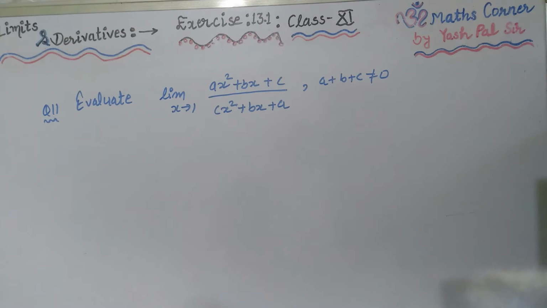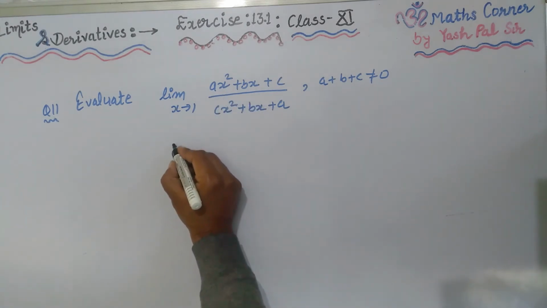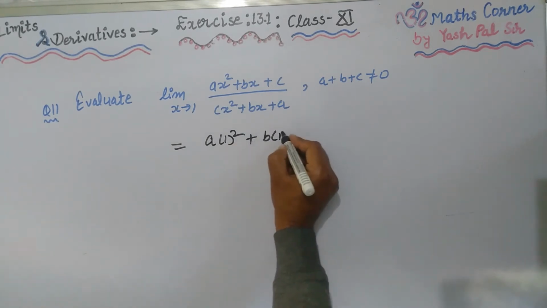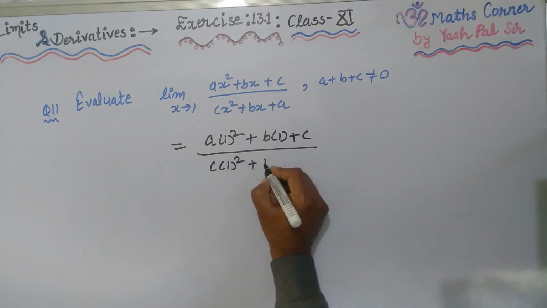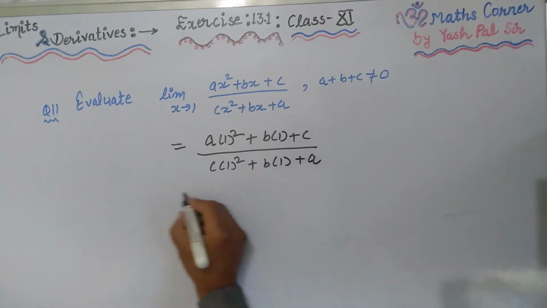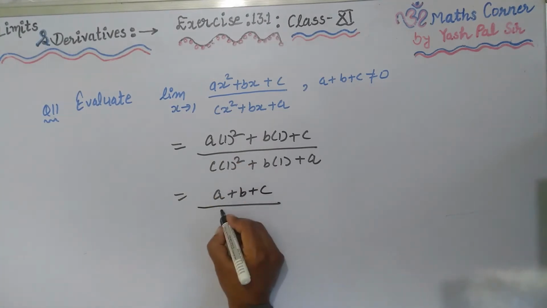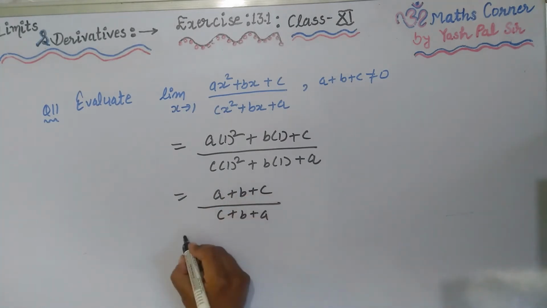So the very first thing is, let us try to substitute directly x equal to 1 in the function. What happens? This is equal to a into 1 whole square plus b into 1 plus c divided by c into 1 whole square plus b into 1 plus a. So this becomes a plus b plus c. In the denominator this is c plus b plus a. a plus b plus c cancelling. So 1 is the answer, 1 is the limit of the given function.